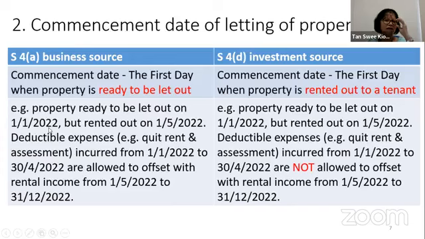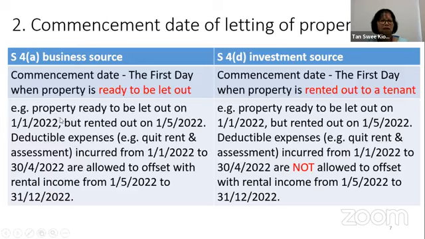Okay, now we look at the first one: commencement date of letting of property. If the property is classified under business source, the commencement date is the first day when the property is ready to be let out. This refers to when you have a new property you want to let out. When you have the CF, certificate of fitness, and the water and electricity, as long as there is a tenant, they can move in immediately. We call it ready to be let out.